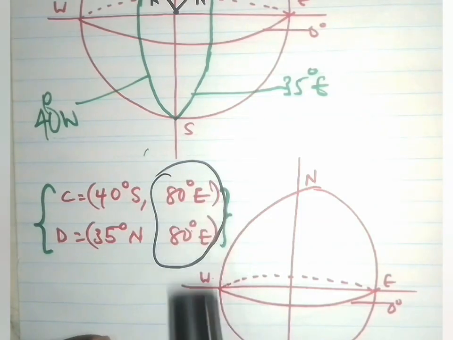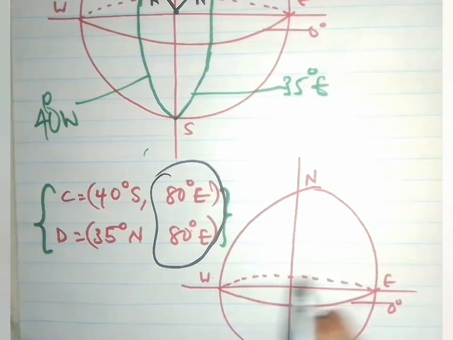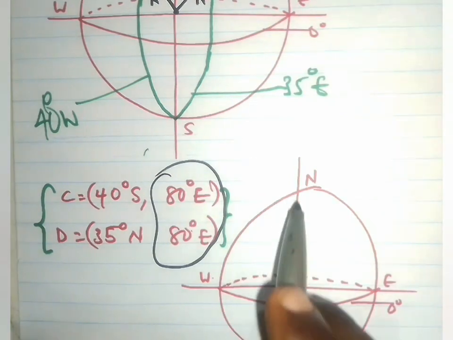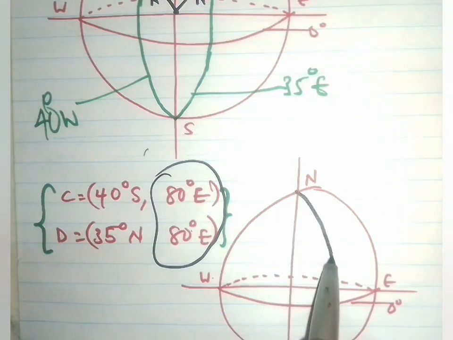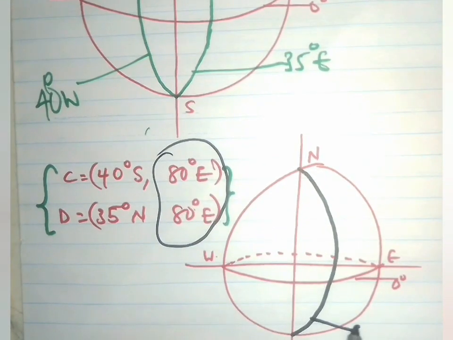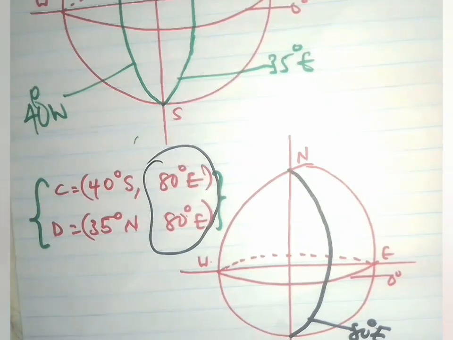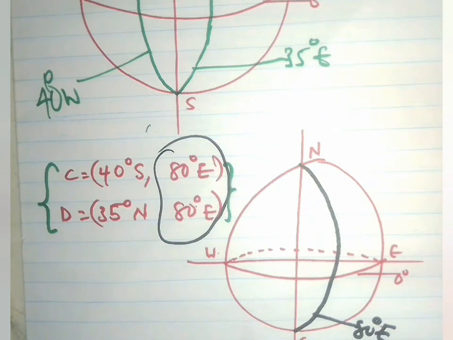So 80 degrees east. It's on the eastern side like this. So it's going to bend in this shape. So it's going to look something like this. So after doing that, just label it 80 degrees east. Okay. Now, once you label it, the next thing to do is to draw the remaining parts.